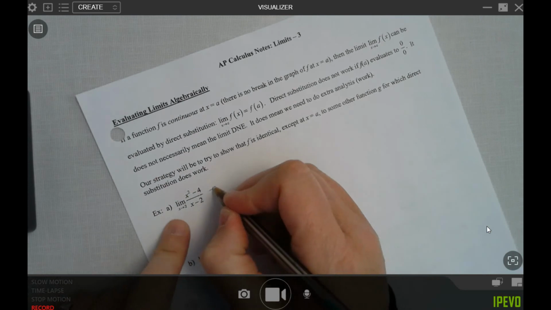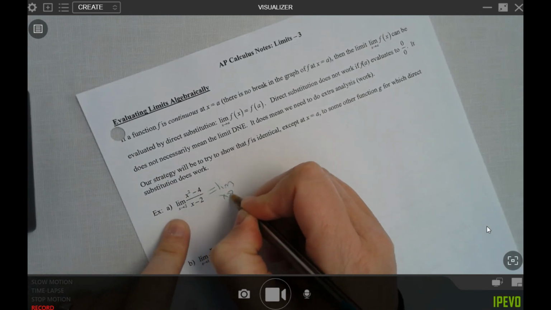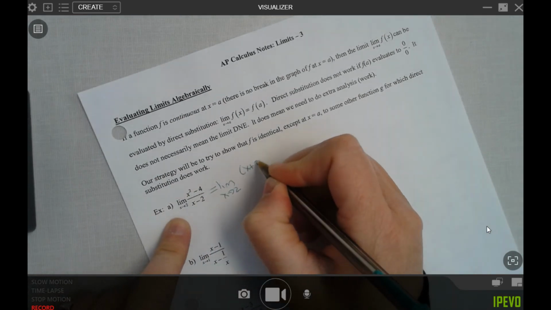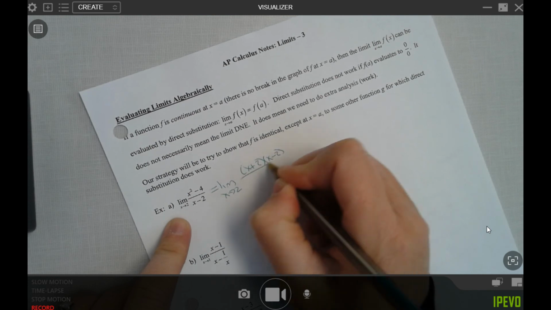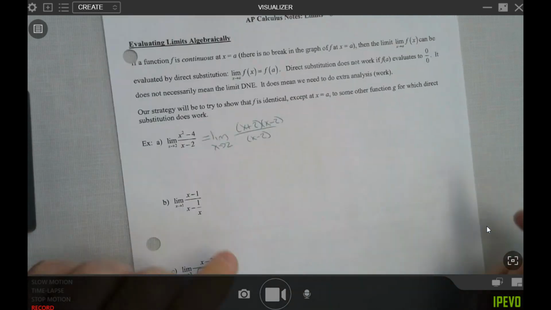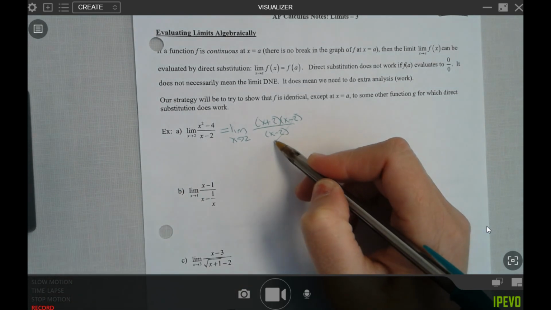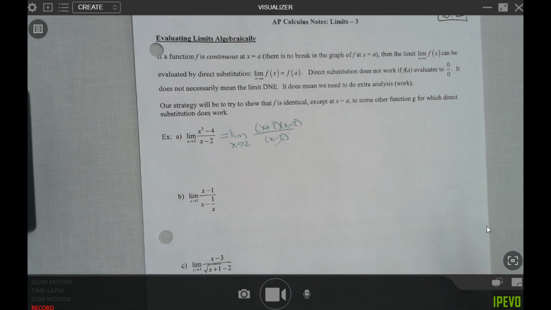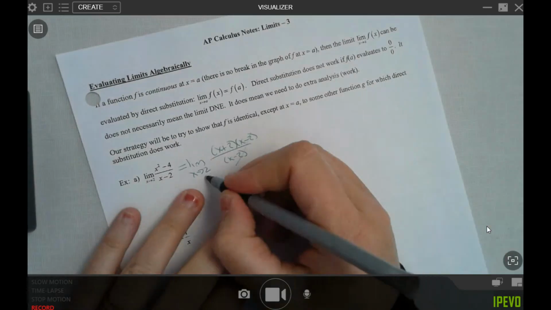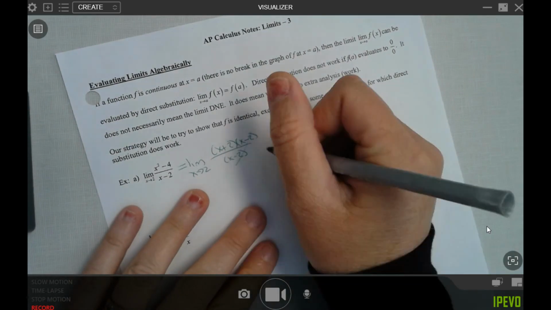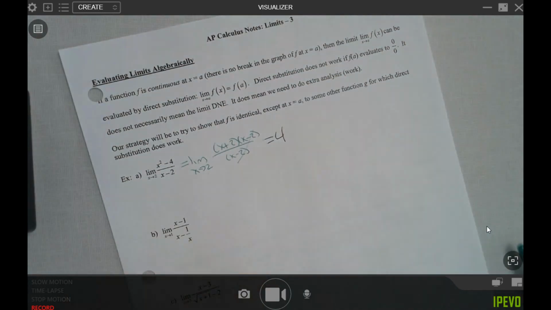So instead, I'm going to rewrite it as the factors on the top and the bottom. And so these cancel and create a hole. I do not care for a limit if there's a hole there. Remember, we want to know what the y value is approaching. So the y value would be approaching, plug in 2 here, so 2 plus 2 equals 4.